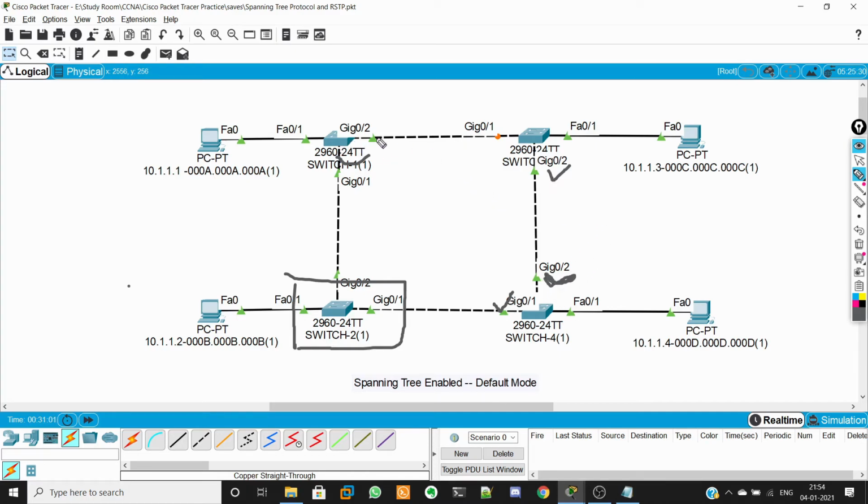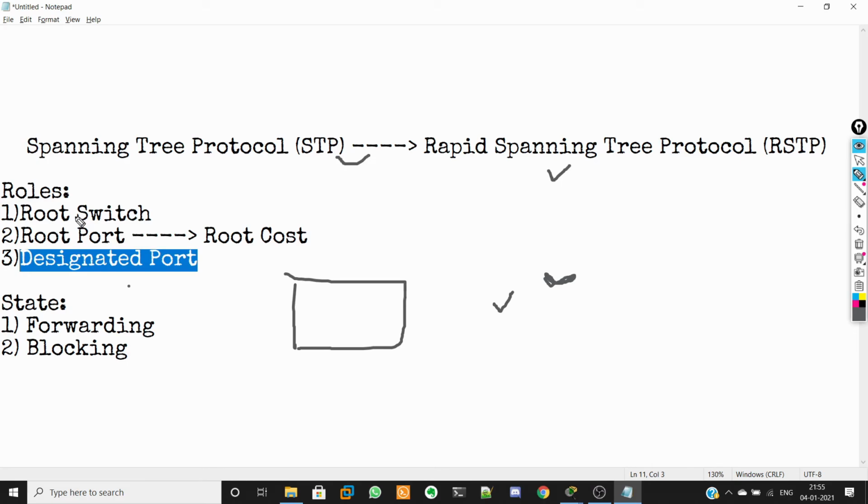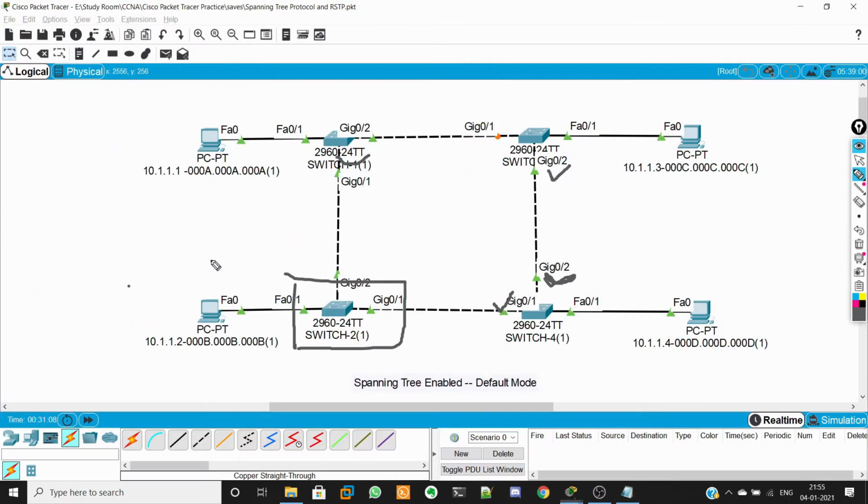Now we need to come to this particular link. In this link, one of the interfaces needs to be kept in the blocking state. The interfaces other than the interfaces of the root switch, root ports and the designated ports will be in the blocking state. In this link, this Gigabit 0/2 interface was chosen as a designated port, so obviously the remaining interface is kept in the blocking state.